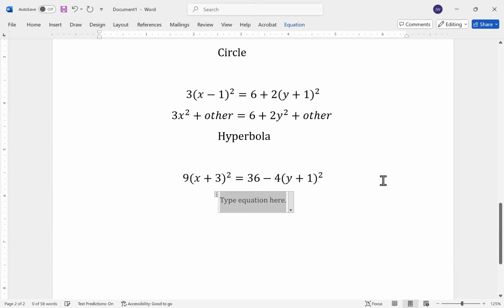If I just look at the identification part, we get a 9x squared plus a bunch of other stuff is equal to 36 minus 4y squared plus some other stuff.